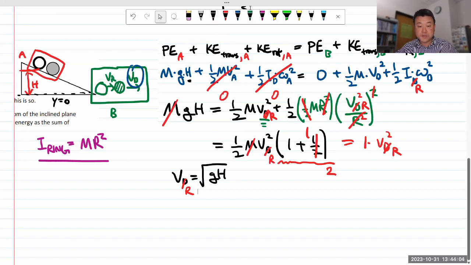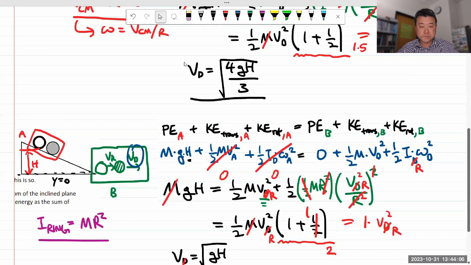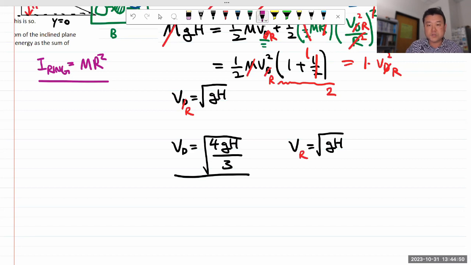So compare these two answers. You are looking at these two, comparing what we calculated before for the disk versus what we are calculating now for the ring. You can kind of compare them. They both have square root of gh. So this has square root of 4/3, where this has square root of 1. So this is greater, meaning the disk has higher speed at the end of the rolling down. So we would expect it to arrive at the bottom more quickly.